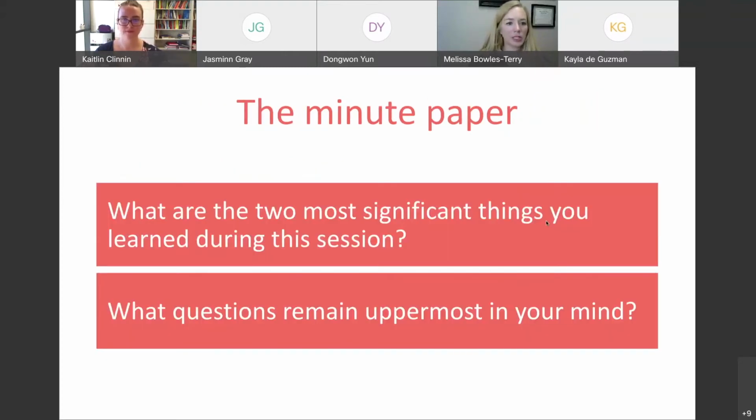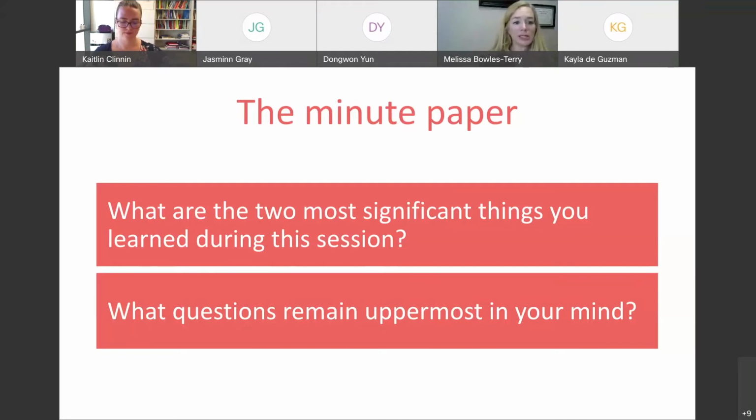Last week, I think we mentioned the minute paper, but not necessarily as an assessment technique. But this is a way to check student understanding and see what they know so far. So this is different from the background knowledge check, which you would likely do at the beginning of a class session or a module or a unit. The minute paper is something you do at the end. So once you've been through your class period or been through a unit, you can ask students, what are the two most significant things you learned during this session, and what questions remain uppermost?